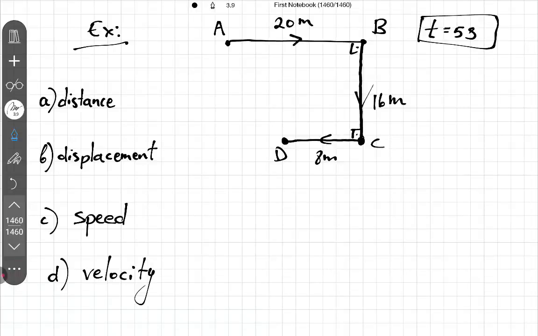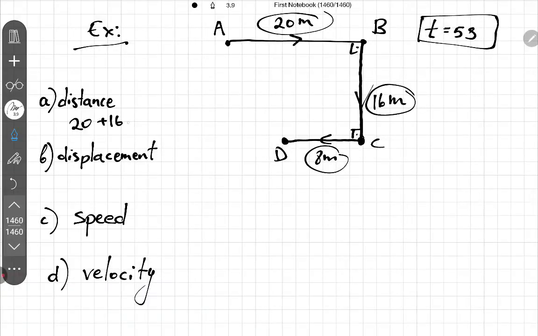Now it's time to calculate each quantity. Let's start with the distance. We said that if you want to find the distance, you should sum all the lengths of the path. So here we have 20 meters, here we have 16 meters and 8 meters. So we add them up. 20 plus 16 plus 8 equals 44 meters, right? So this is the distance.